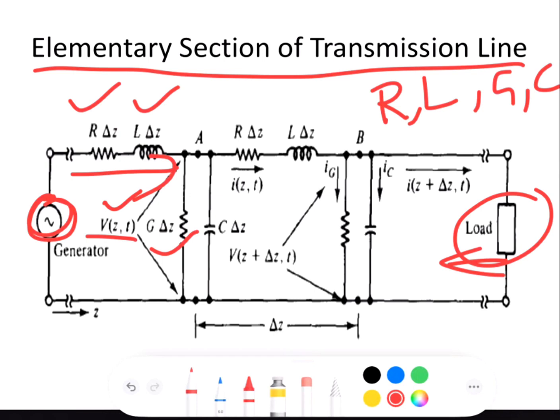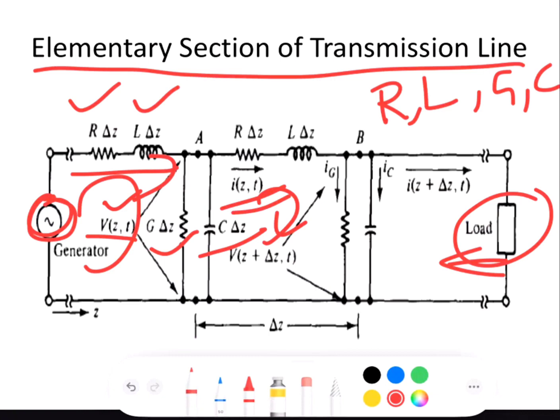And in this transmission line, let us consider the second loop. This is the first loop, this is the second loop. Here, the capacitance comes into the picture, where the capacitance is expressed as C delta Z. And once again, a current is induced in the transmission line. So the current which is induced is considered as I of Z comma T.